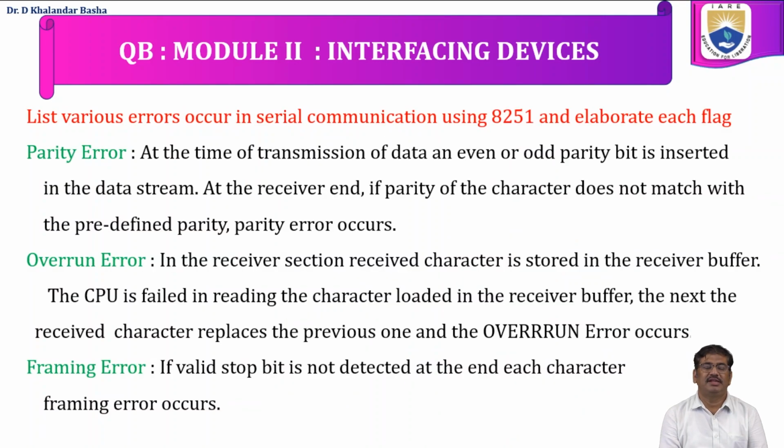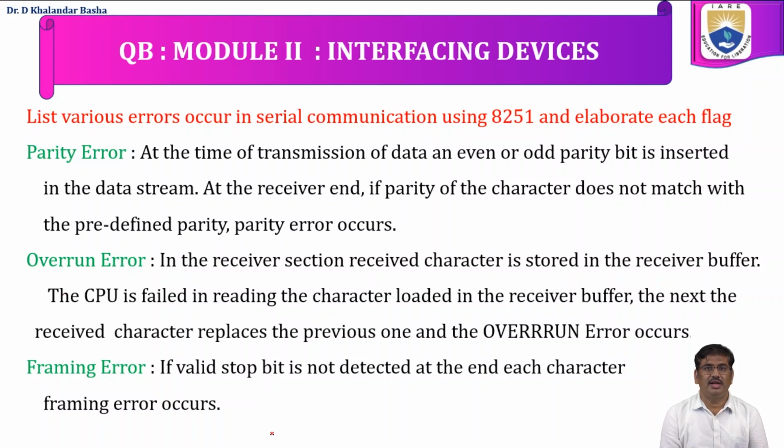Next, list the various errors that occur in serial communication using 8251 and elaborate each flag. In 8251, we have various error flags like parity error, overrun error, and framing error. Parity error: at the time of transmission, an even parity or odd parity bit is inserted in the data stream. However, at the receiving end, if the parity of the character does not match the predefined parity, then a parity error will occur.